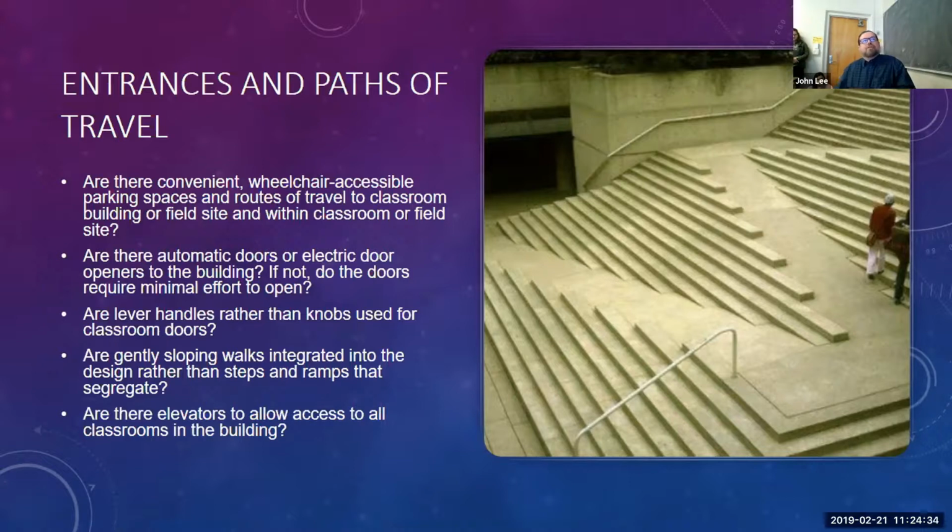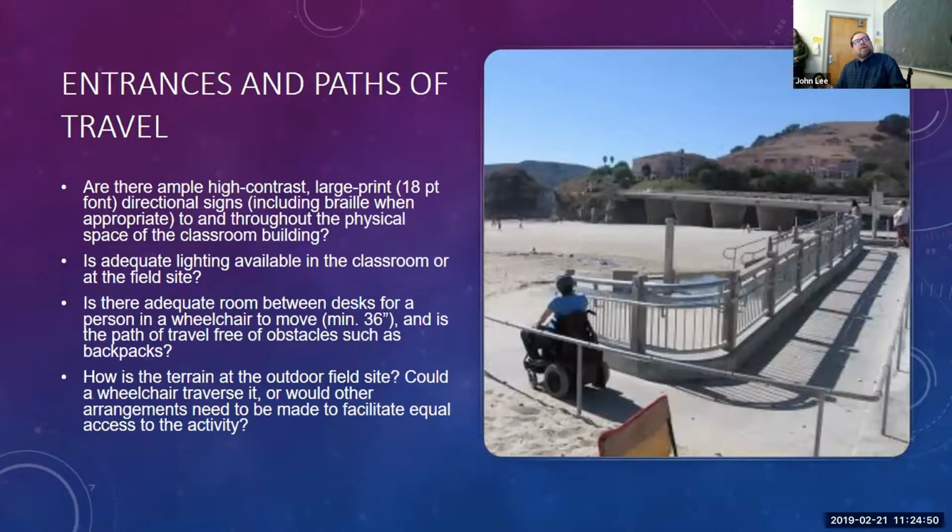Are there elevators to allow access to all classrooms in the building? Again, this is a challenge with older classrooms, but it's something to keep in mind. If you're choosing a classroom, where's the elevator? Is it well marked? Is it operational? Those kinds of things. Are there ample high contrast large print directional signs, including Braille when appropriate, to and throughout the physical space of the classroom building? An 18-point font is large print. That's a standard that should be in place for signage.